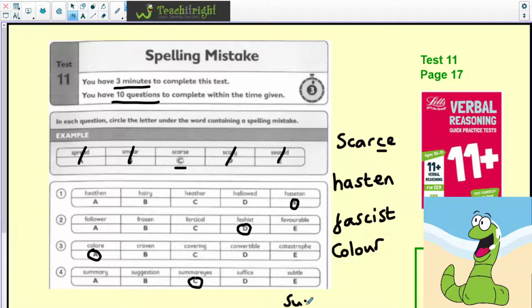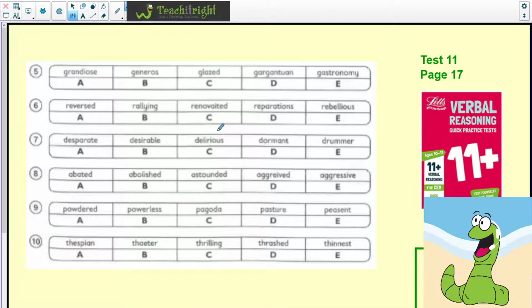It is summarise. So if we summarise something, we maybe have a conclusion, or you summarise a statement, you make it a bit shorter, or you might have done a balanced argument or something and you summarise it all at the end. So summarise. So well done on those first 4. These are quite tricky, but don't worry if you found them difficult. It's all about building up your knowledge.